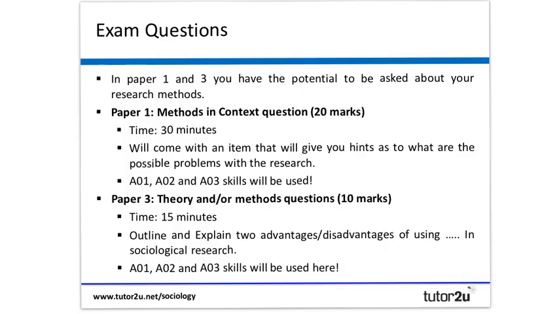Now, paper 3, what we do see here is theory and or methods questions can emerge. Now, this one's a little bit trickier for us because it can be an either or type question that could occur within that last particular question area. Now, the time would be about 15 minutes that you'd use for this overall. What you are expected to do is outline and explain 2 advantages or disadvantages of using ... in sociological research. So what you have to do here is provide a very clear and structured approach to this. Again, all of the assessment objectives will be used and be expected to be present and quite visible within your answer overall.